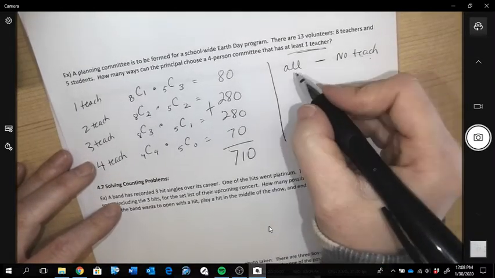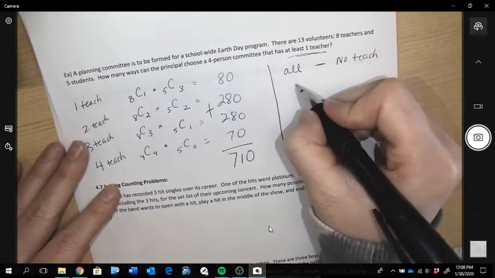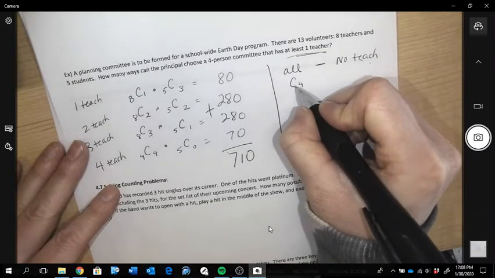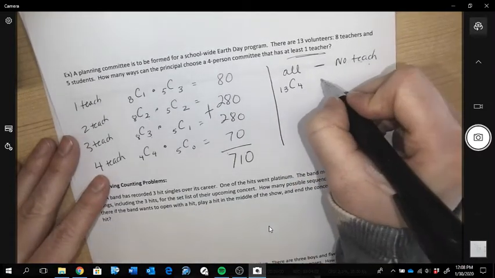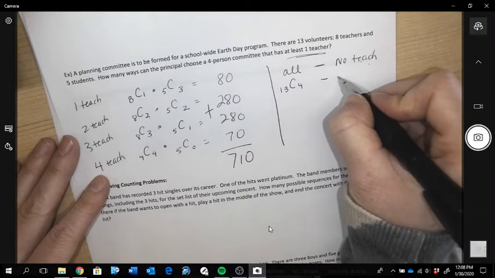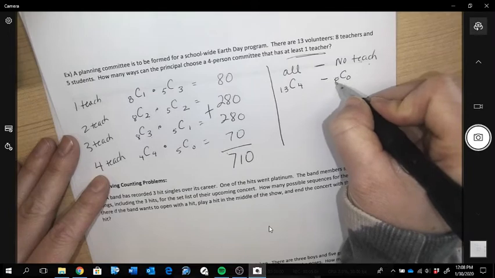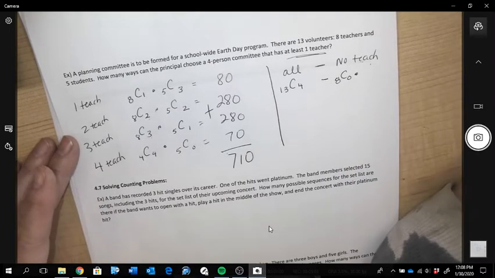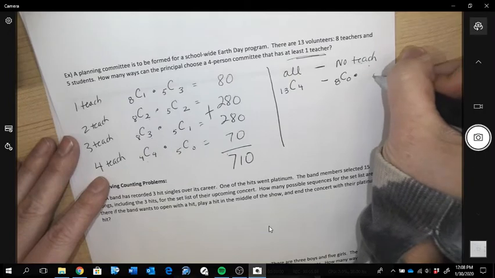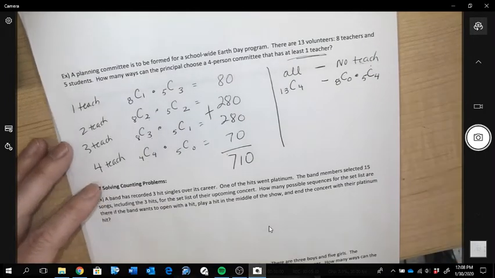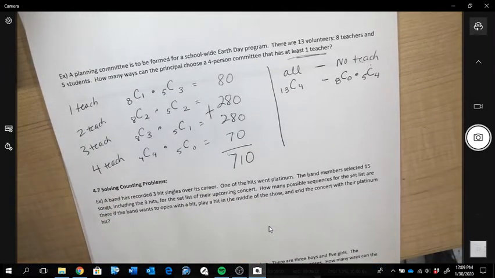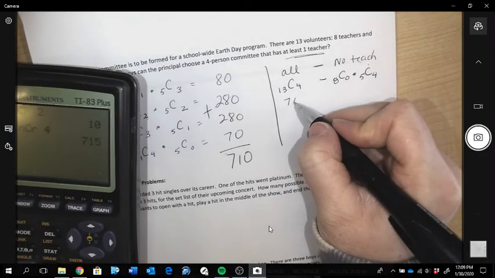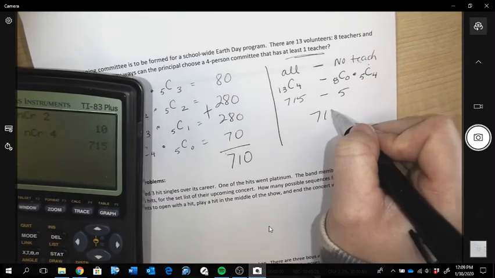Okay, so now we're going to talk about this one. All together, you would have had to choose 4 from 13. And if there are no teachers, then you're going to have 0 choose 8 times, which you don't necessarily need because that has a value of 1. And you would have to pick 4 students from your 5 students. So let's do this one. 13 C 4 is 715, minus 5 ends up being 710.